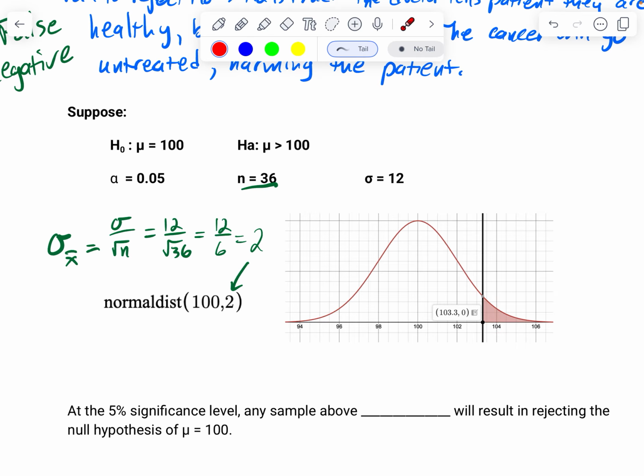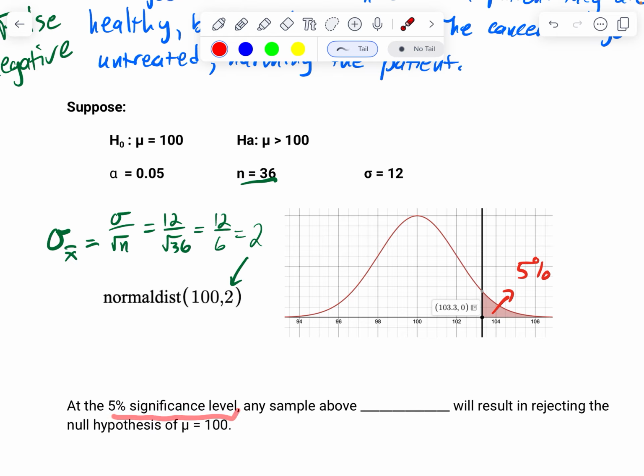What I've done here is I've done this on Desmos, where this line is set to the location where this shaded region is 5%, and that cutoff line is 103.3. So that helps me to answer this fill in the blank question. At the 5% significance level, in other words, at that alpha, any sample above this line will result in rejecting the null hypothesis. Any sample above 103.3, I would reject H0.